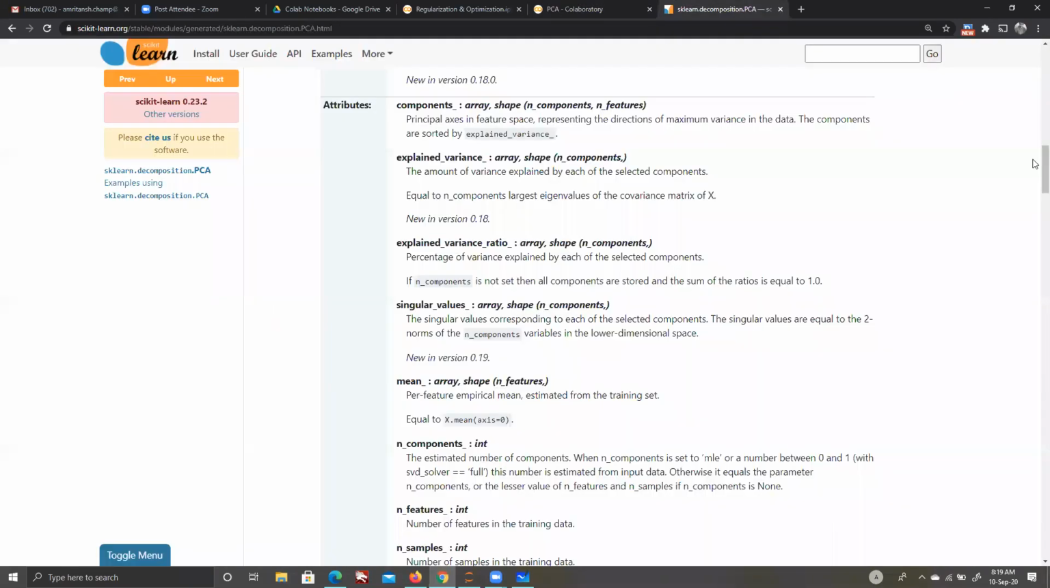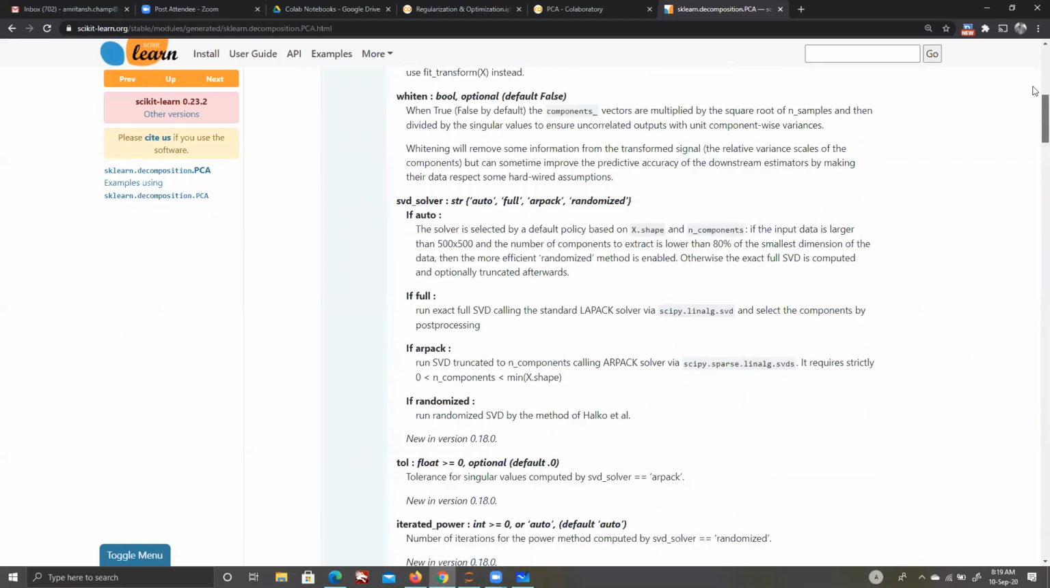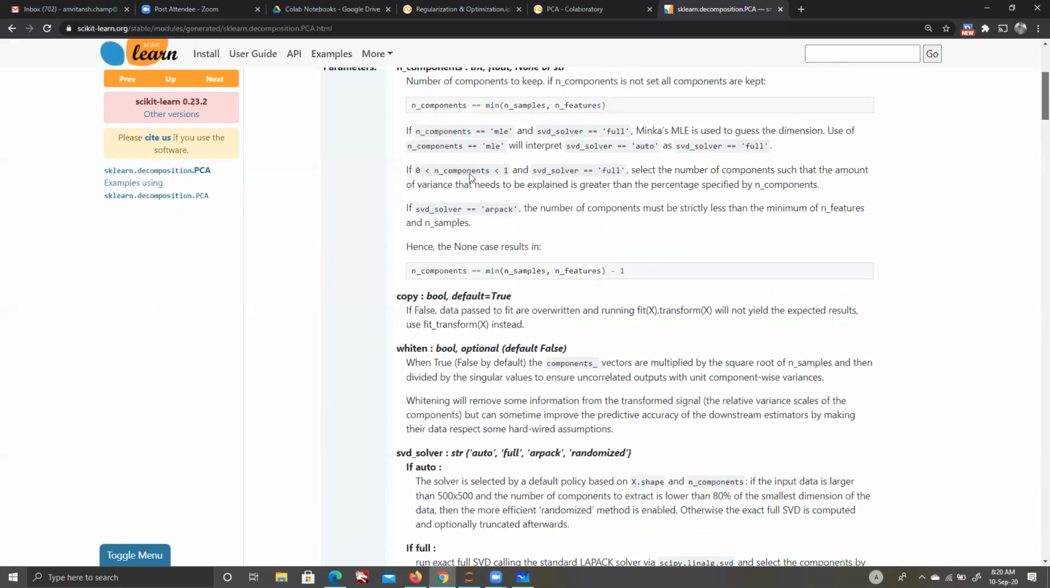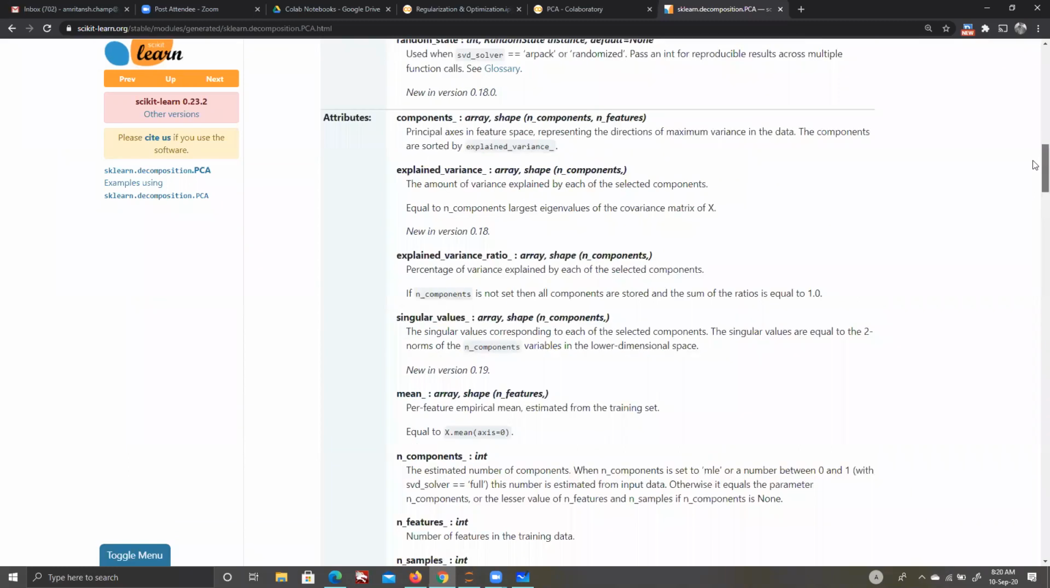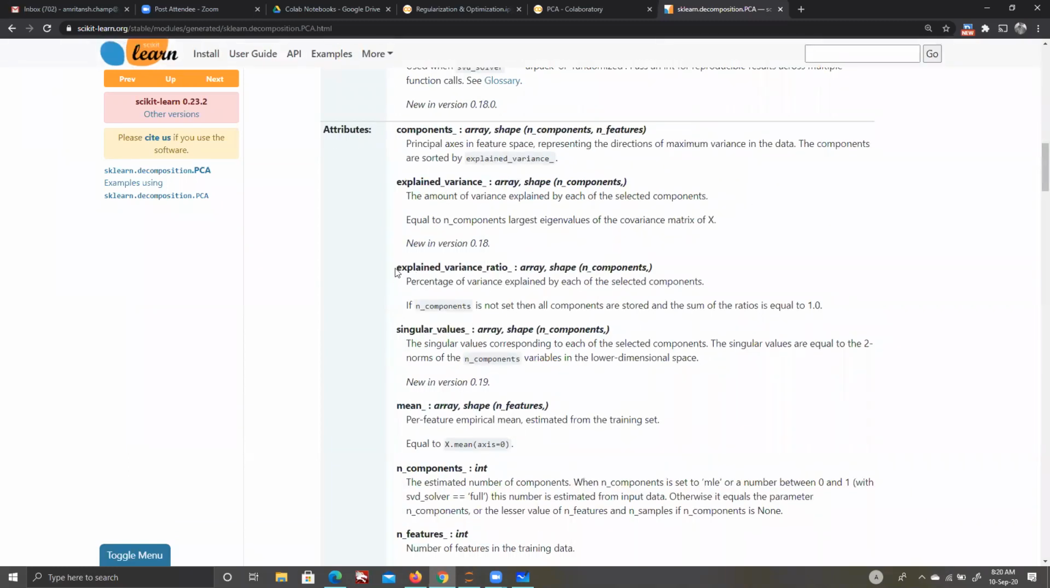The only major thing you have to worry about is n components: how many components you want to keep. There is sometimes not a very easy answer to how many we want. Sometimes we have to run this once and run it again with some algorithm to find our accuracy, or at minimum run it once and check the explained variance ratio. Or you can also get the amount of variance. This is the ratio; this is the exact amount of variance.